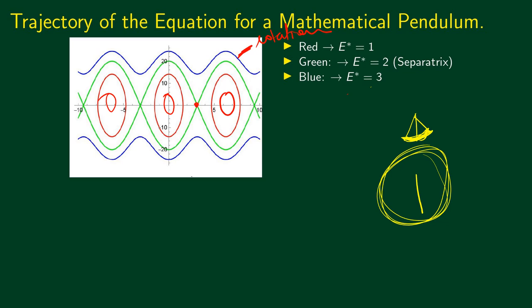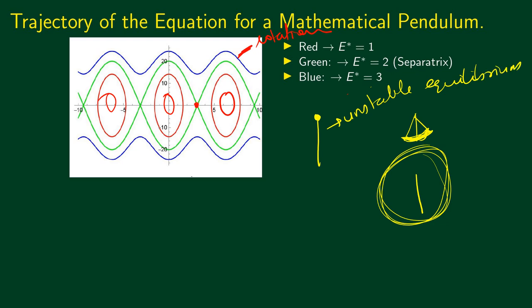This is the point where, for example, x is equal to 0 and y is equal to 0. That is, velocity is 0, position is 0. So this actually corresponds to a particular energy. This corresponds to an upright pendulum, or inverted pendulum. The inverted pendulum is in a state of unstable equilibrium.